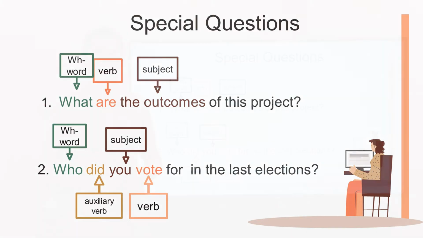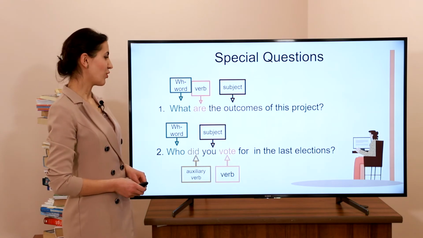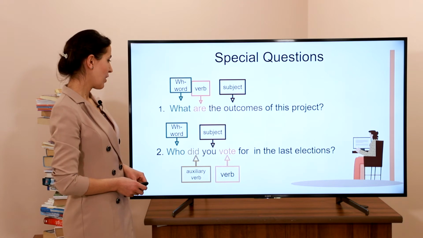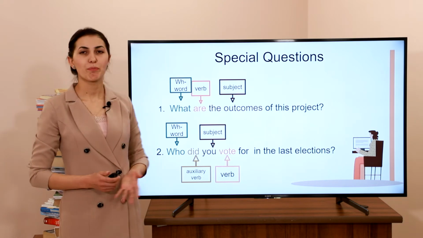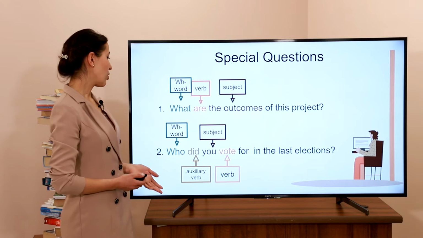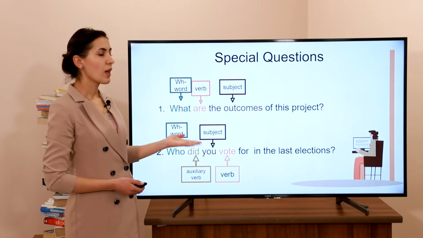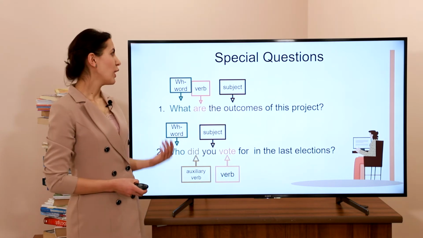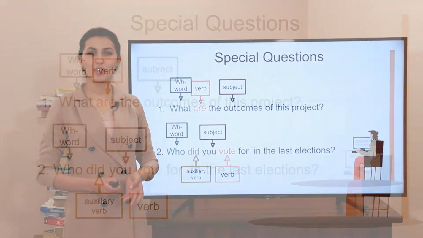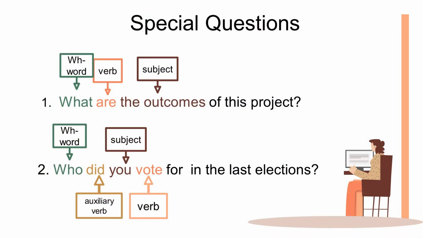Let's have a look at another example. Who did you vote for in the last elections? Again, the question begins with the question word, then the auxiliary verb, the subject, and the verb. So, while forming special questions, after the question word comes either the verb, or the auxiliary verb, or the modal verbs.